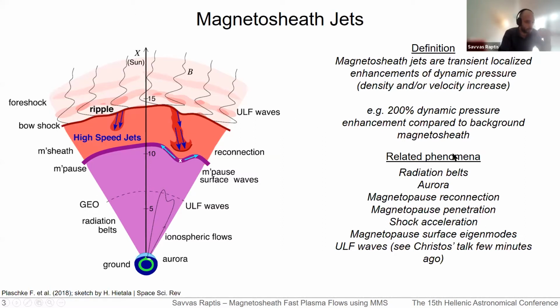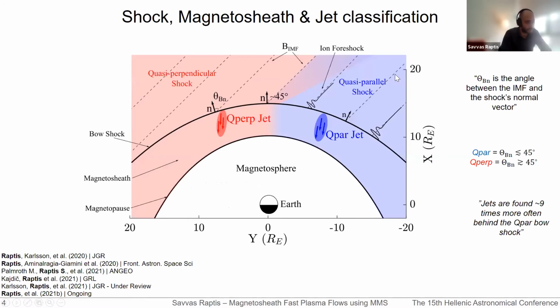They have been connected to many phenomena, for example, to magnetopause reconnection and direct plasma penetration. So there is a lot of focus in that area at the moment due to their connection to all those kinds of magnetospheric events. When we talk about jets and shocks in general, a very useful classification is between the quasi-parallel and the quasi-perpendicular regions. When we say quasi-parallel, what we mean is that the angle between the IMF and the shock normal vector is less than 45 degrees. This creates an ion foreshock region, which is the result of the counter-streaming particles that get reflected from the shock, and we get a much more turbulent environment there.